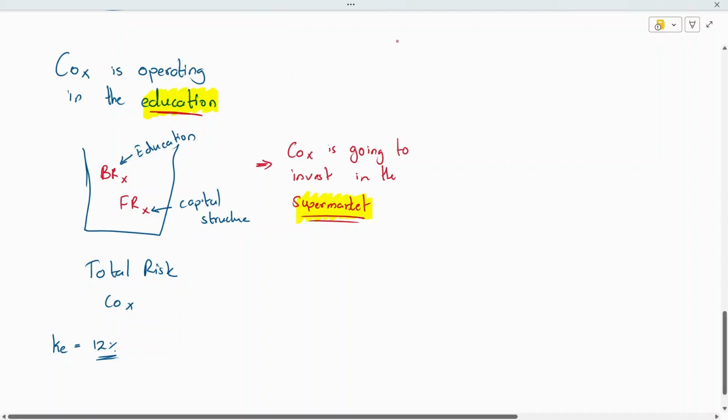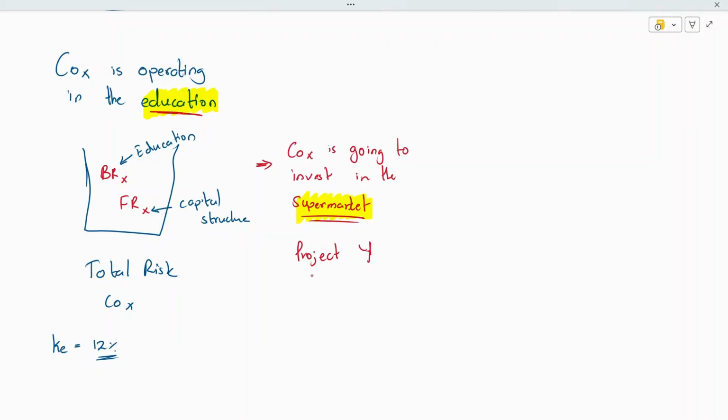So now we are going to have a new project. Let's call it project Y. We have a new project which is available, project Y. What are we going to do in project Y? We are going to invest into a new supermarket. Now, can we use the company's existing cost of equity of 12% to appraise this new project? Can we? No, we can't. Why can't we use the existing cost of equity?